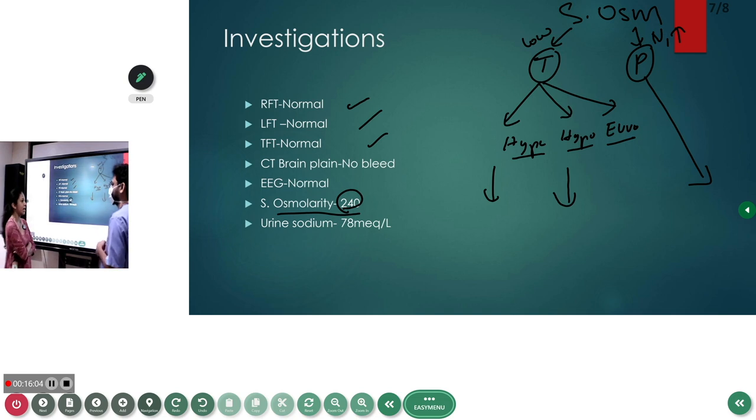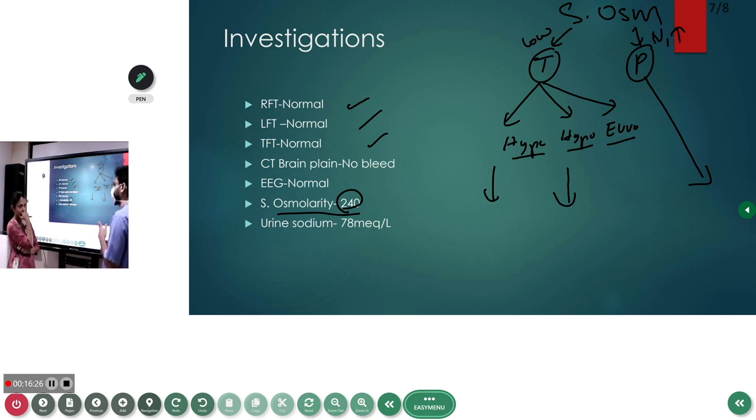So to diagnose SIADH, we need normal liver function, renal function, and normal adrenal function. Thyroid function, renal function, adrenal function should be normal. Then only we can tell this patient is having SIADH. So this female is having hyponatremia, and most probably the cause is SIADH.